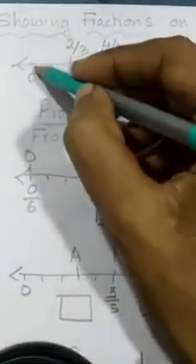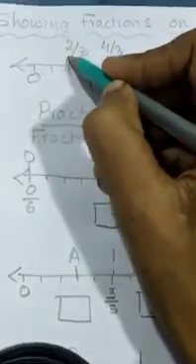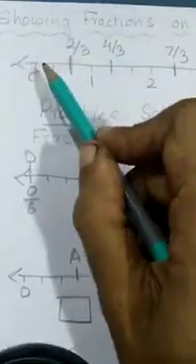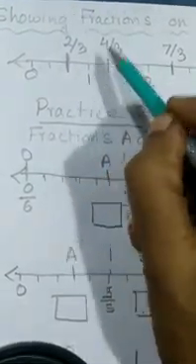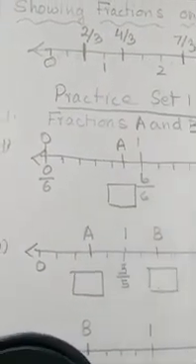So now you have to represent 2 by 3. How will you represent? This is 0, then 1, 2, 2 parts. After 2 parts you will get what? 2 by 3. Now 4 by 3, from 1, 2, 3, 4. After 4 parts, 4 by 3. Next 7. How will you count? You have to start from the beginning. 1, 2, 3, 4, 5, 6, 7. So this is 7 by 3. So this is how you represent 2 by 3, 4 by 3 and 7 by 3 on a number line.